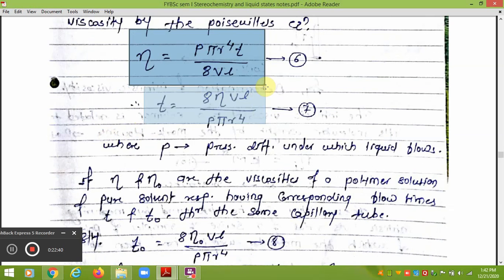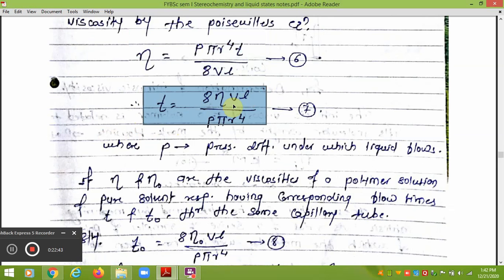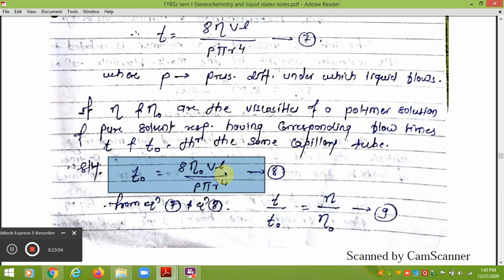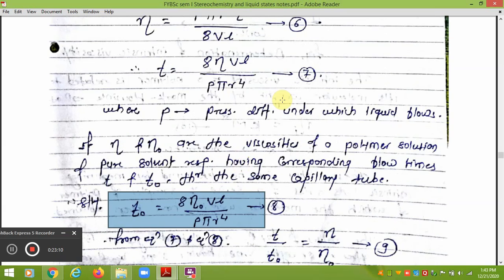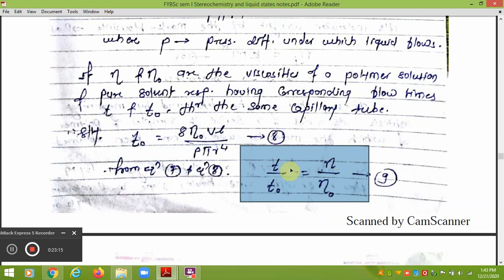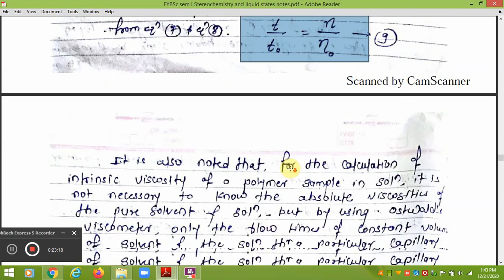So we write this equation for the flow time t as η = π P r⁴ t / 8 V L. P is the pressure difference under which the liquid flows, and η and η0 are the viscosities of the polymer solution and of the pure solvent respectively, having flow times t and t0 through the same capillary tube. We write this equation for t0 also, with viscosity η0, and dividing equation 7 by equation 8 we get t/t0 = η/η0.